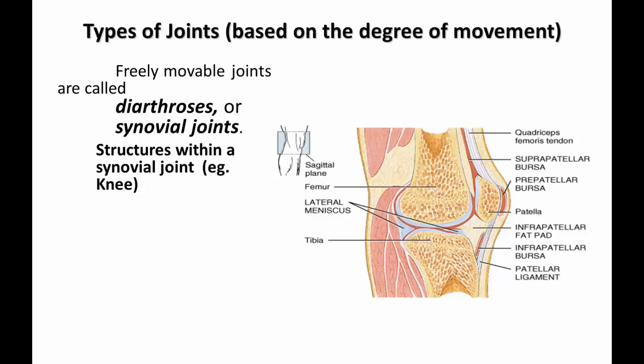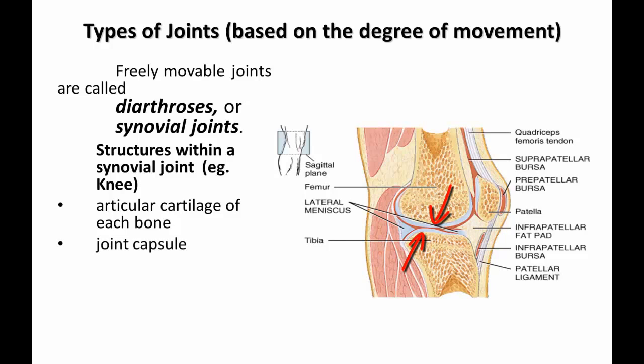Structures within a synovial joint, we'll use the knee as an example. In the knee, we're going to find articular cartilage on each bone. So again, that's the hyaline cartilage found on the ends of the bones. We find a joint capsule that's made of dense irregular connective tissue. And lining that joint capsule, we're going to find a synovial membrane. That synovial membrane secretes synovial fluid, which is a very slippery, slick fluid that helps prevent and reduce friction within the joint.